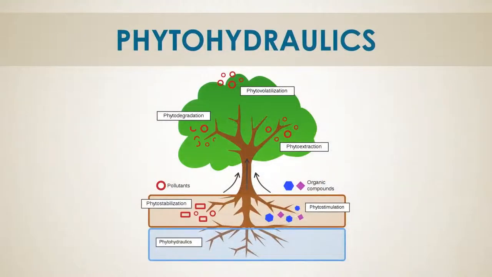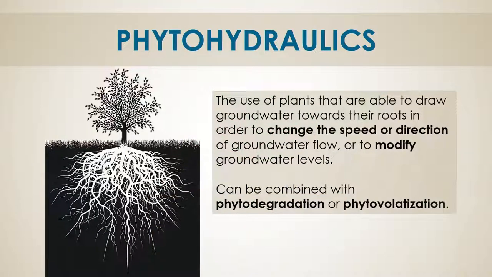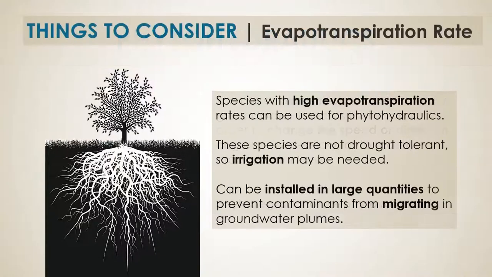And finally, phytohydraulics. This is when we're using plants, especially those with a high evapotranspiration rate, to change the speed or direction of groundwater flow, or even to modify groundwater levels. This can be combined with phytodegradation and phytovolatilization to help pull contaminants out, release them to the atmosphere where they'll be less toxic, or to degrade them through the plant's metabolic processes and turn them into forms that are less harmful to the environment.